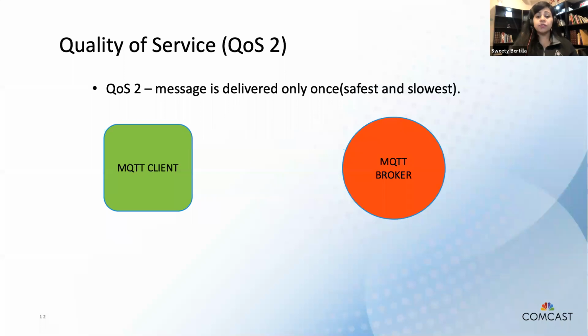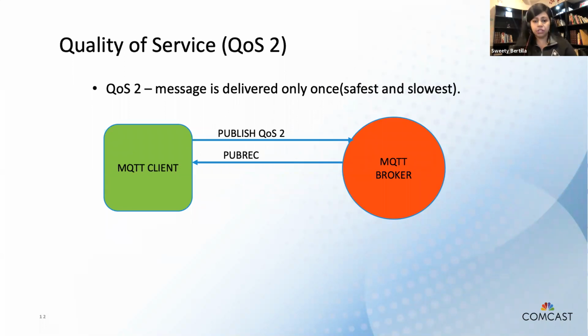Let's look at quality of service 2. This is where the message is delivered only once, which is also called the safest and the slowest. Why is it the safest and slowest? Let's look at it. The MQTT client publishes a quality of service 2 message. Again, it doesn't delete the message, it holds on to that message. And then the MQTT broker also holds on to that message, even after publishing it to the end clients, and it will send an acknowledgement.